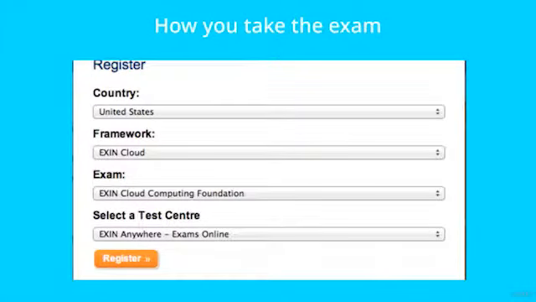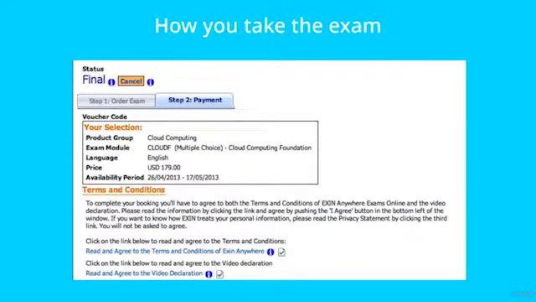First, you register for it. You tell them what country you're sitting in, what exam you're taking, and select a testing center. There's only one testing center, by the way. Then you pay for it, $179, and give them that information. You have to agree to the terms down below.